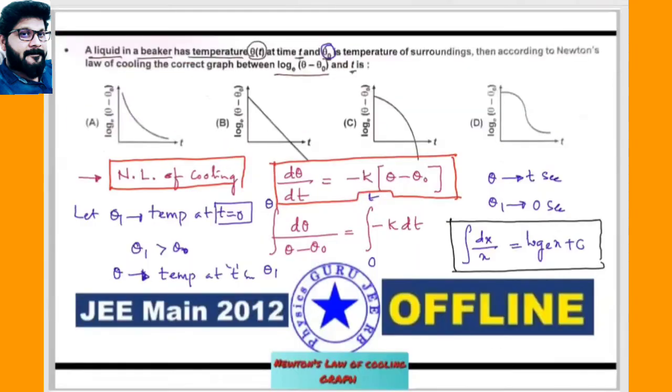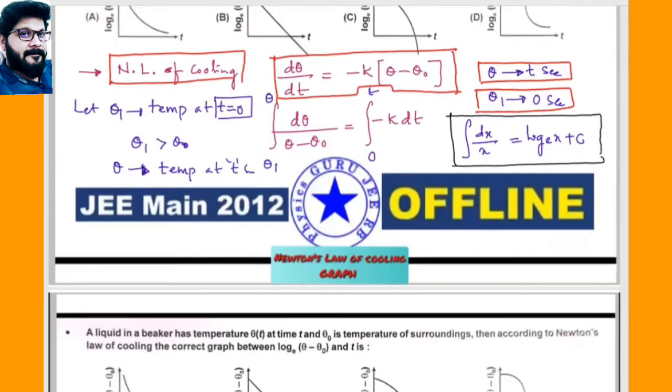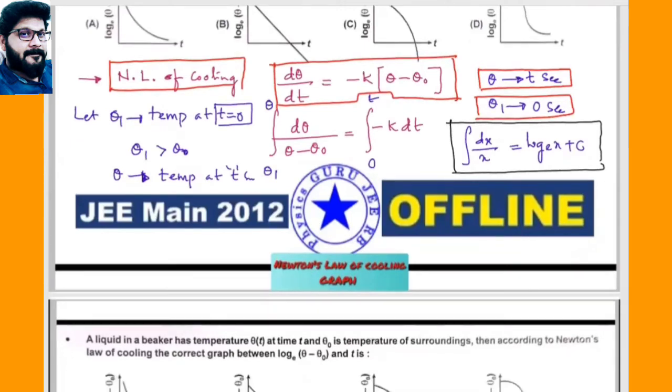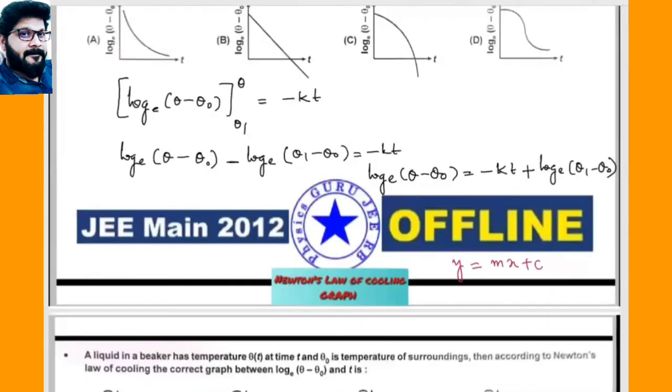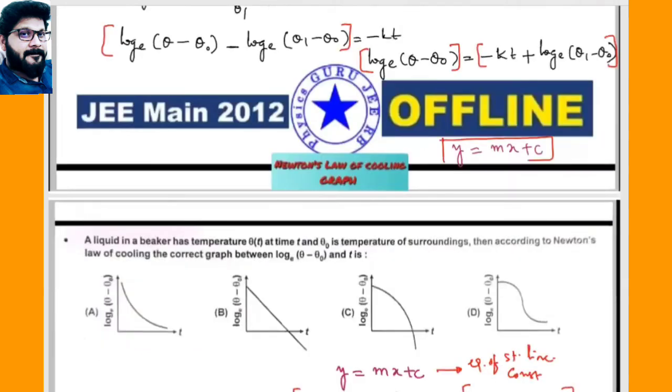According to the question, we are taking theta as the temperature at t seconds, and theta 1 as the temperature at 0 seconds. Now one should know the integration of dx by x is nothing but log e x plus c. So just rearrange this equation: d theta by theta minus theta naught equals minus k into dt. Then we proceeded by applying upper and lower limits, and again rearranged this equation. We got this final step, and we'll be representing it with the equation of a straight line.